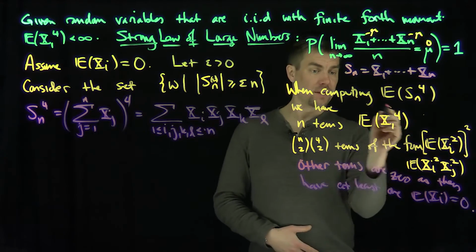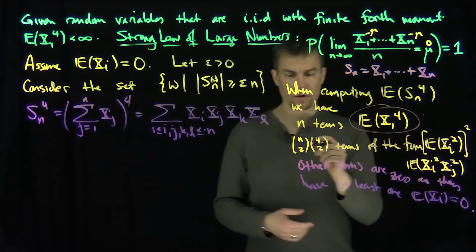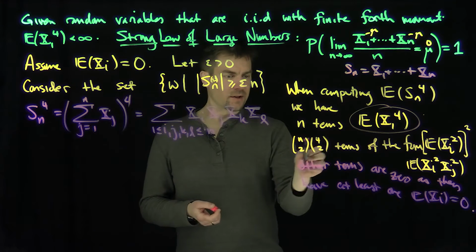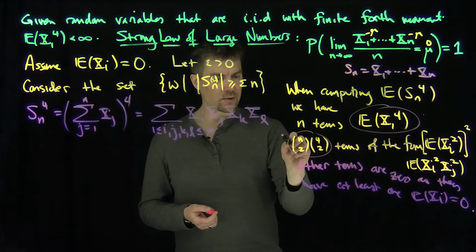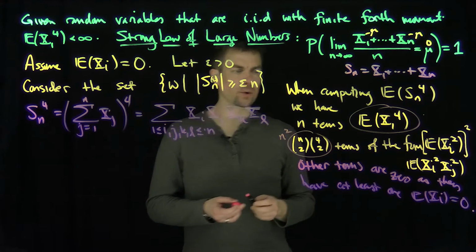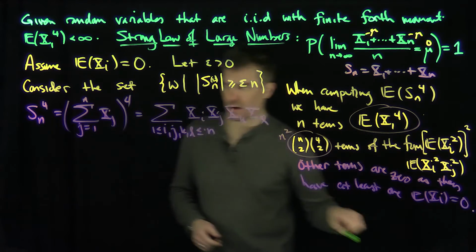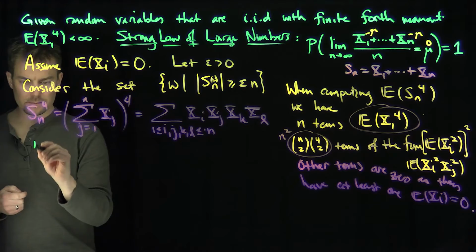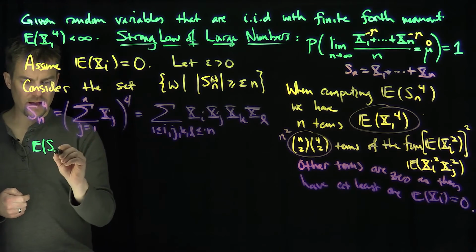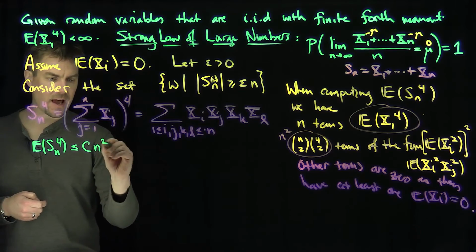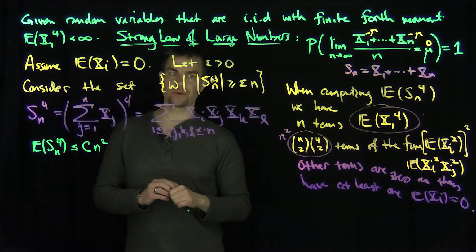These things are bounded over here. These things are bounded over here. So let's count in terms of n how many things these are. So this behaves like n squared. So that's of order n squared. And so what we've just shown over here is that from this estimate, we can conclude that the expected value of Sn to the fourth is less than or equal to a constant times n squared. Okay, so that's the estimate we've achieved.